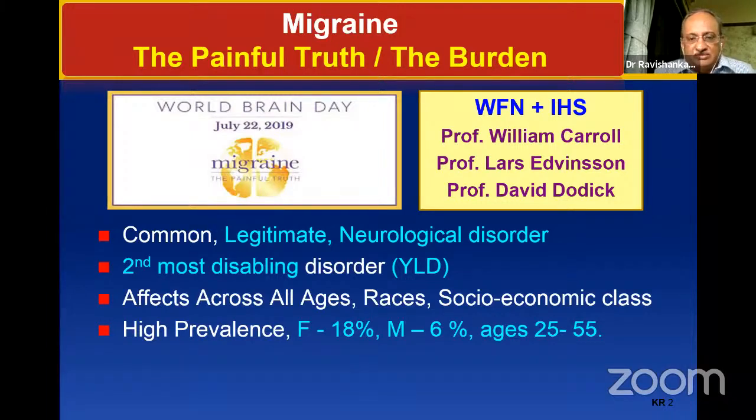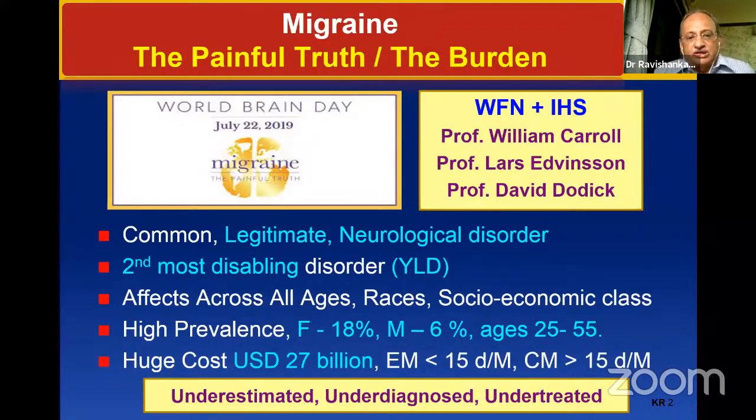Everything about migraine is now proven biology. Gone are the days when people would think of migraine as a psychological disorder. It is the second most disabling disorder in terms of years lived with disability. It affects all ages, races and socioeconomic classes, with a high prevalence, more in females than in males, during the peak productive years of one's lifetime. There is a huge economic burden, almost $27 billion in a measurable country like the US, for both episodic and chronic migraine. In spite of all this, migraine is still underestimated, underdiagnosed, and undertreated.